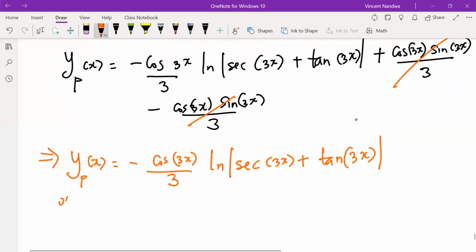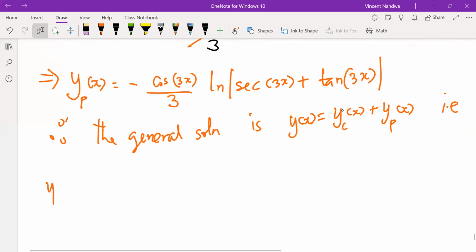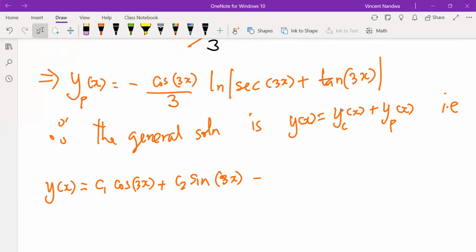So the general solution is y of x equals to complementary solution or homogeneous solution plus particular solution, which is y of x, complementary solution of C1 cos 3x plus C2 sine 3x, and then this is minus cos 3x over 3 ln of sec 3x plus tan of 3x.